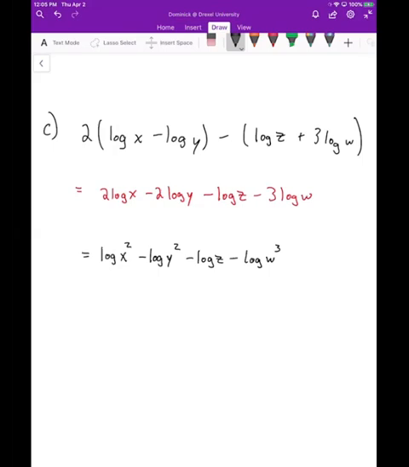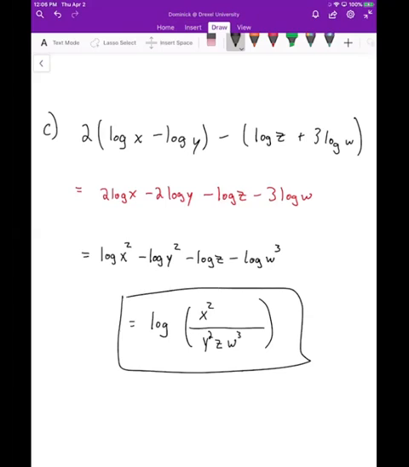All right, so now we're ready to put this in a single logarithm. The x squared is the only positive one, so that's going up top. And then the other three are negative, so we're just going to multiply them together in the bottom. So we have a y squared, z, and a w to the third. And again, we know we're done because we have a single logarithm there.